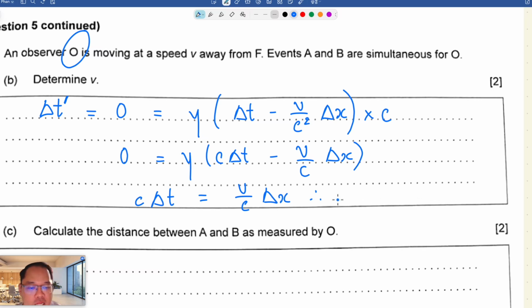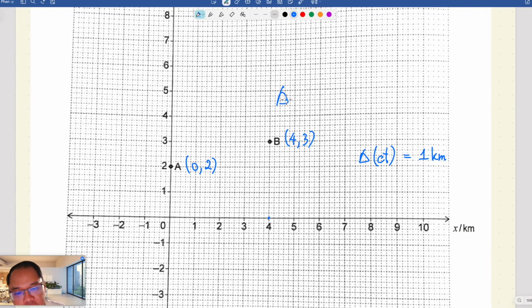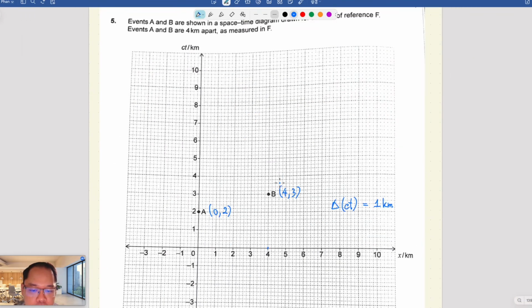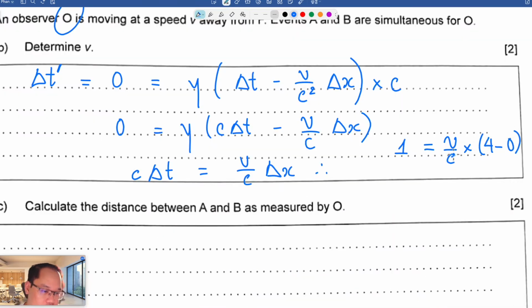Now substitute the values into this equation. The whole difference in ct is 3 minus 2, which is 1. So 1 on the left hand side equals v over c times delta x, the difference in position, which is 4 minus 0. So the ratio v over c is 1 over 4, which means 0.25.